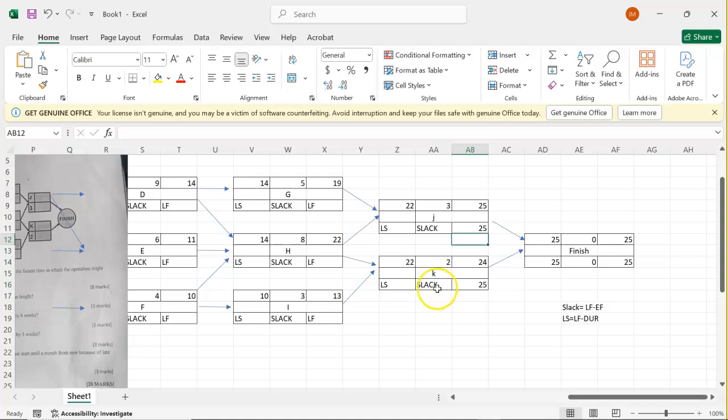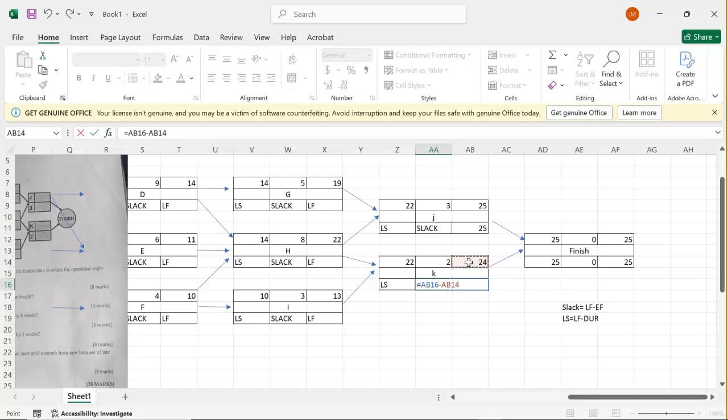So for us to get the slack, it will be equal to this 25 minus 24, latest finish minus the early finish, which is giving us 1 there. Then for us to get latest start, it will be equal to 25, which is the late finish, minus duration, which is 2 there, which is giving us 23 for this K.